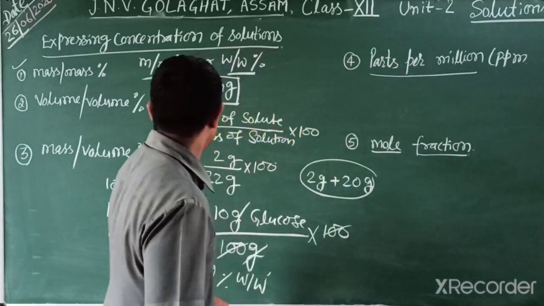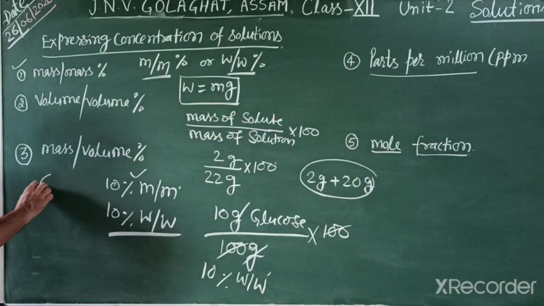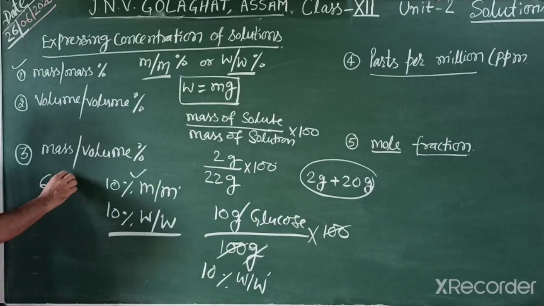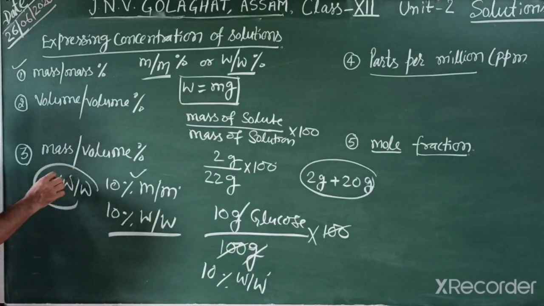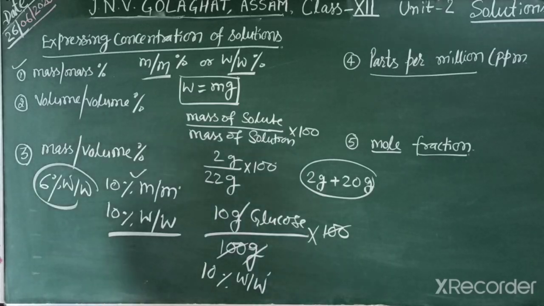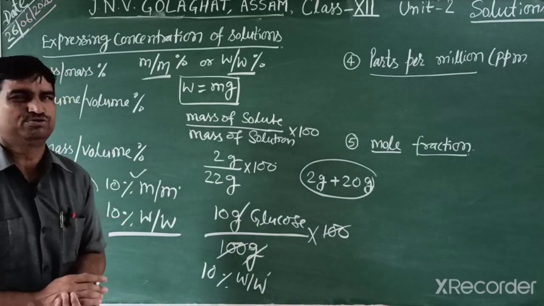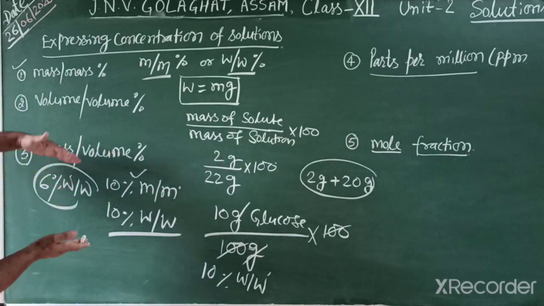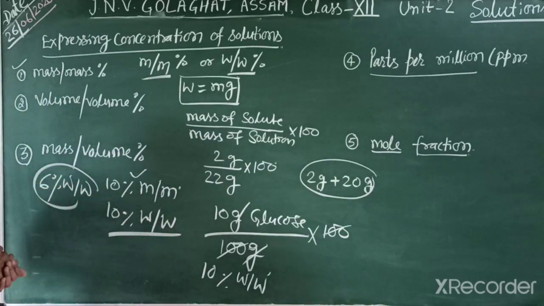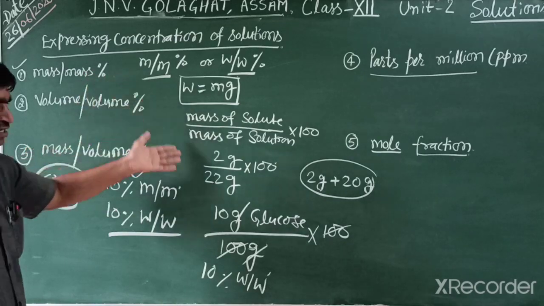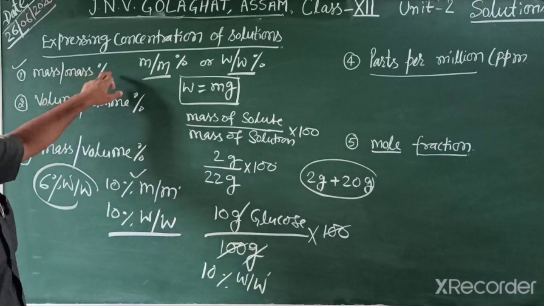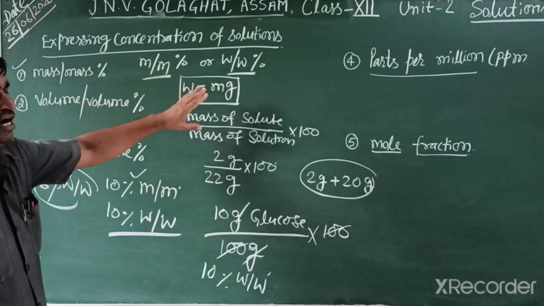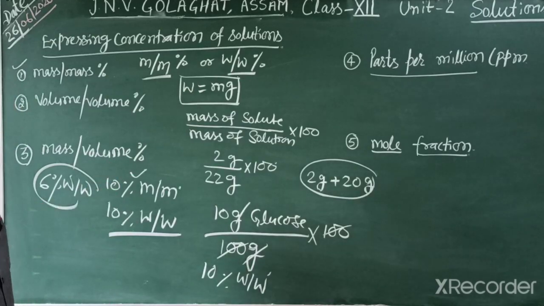If a solution is 6% weight by weight, what do you mean by this 6%? It means 6 gram of solute and 94 gram of solvent, that is water. The total mass of the solution is 100. So in many numericals, we can use this concept after some time by solving the numericals.